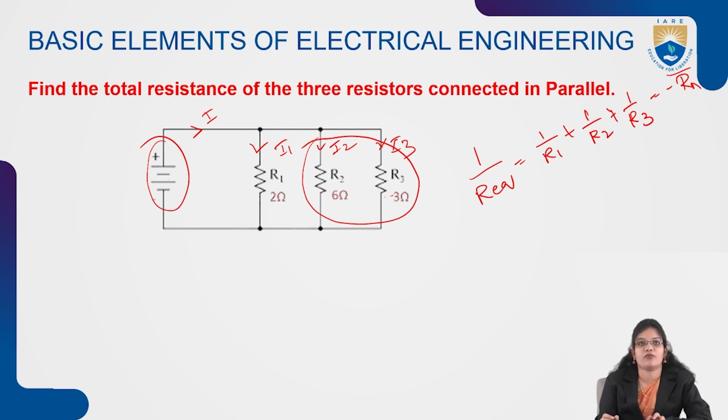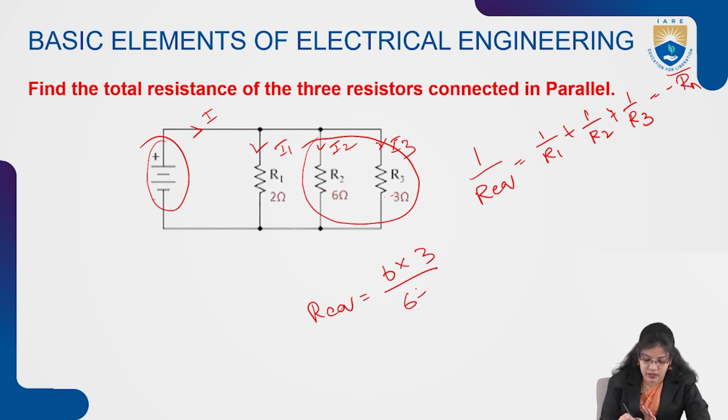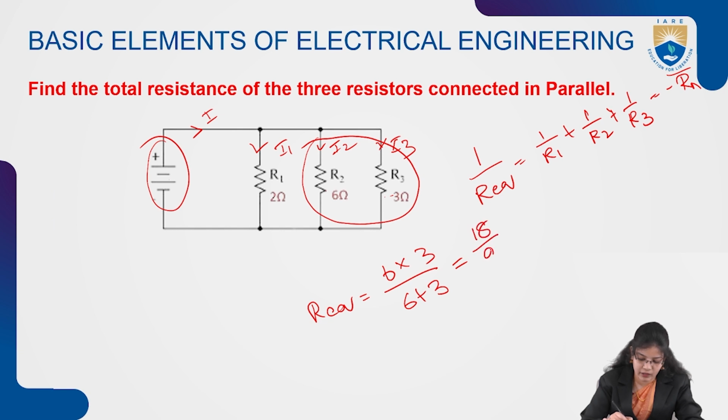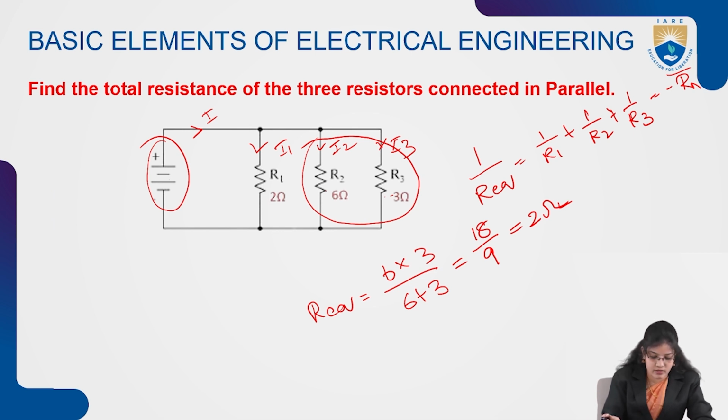So first we have to reduce these two resistances, which is taken as R equivalent is equal to 6 into 3 by 6 plus 3. So this will be 18 divided by 9, which will be the value of 2 ohms. So after calculating these two resistances, we are getting the value of 2 ohms. Again, we have to reduce this circuit as. So here will be the supply.